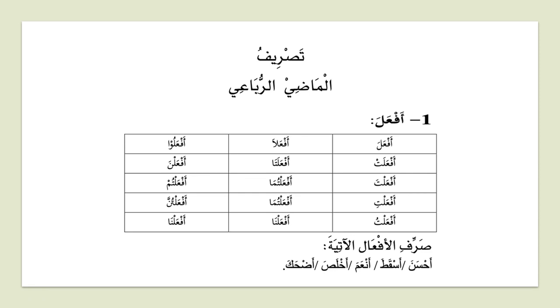So أحسن is to do good. You don't have to memorize every single verb here, but the ones that are most used, you memorize them, that's good. أحسن is a good one to memorize. أسقط is to make something fall. أنعم is to grant or bestow something. أخلص is to be sincere. And أضحك is to make someone laugh.